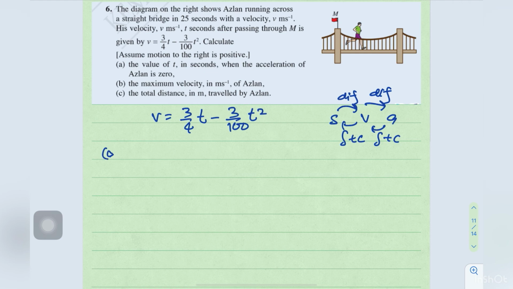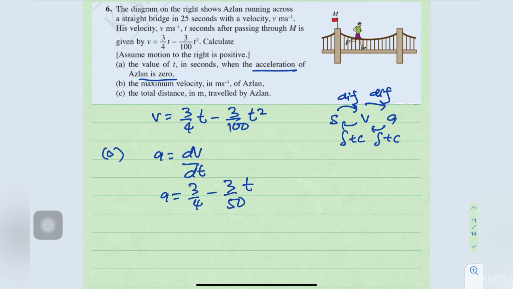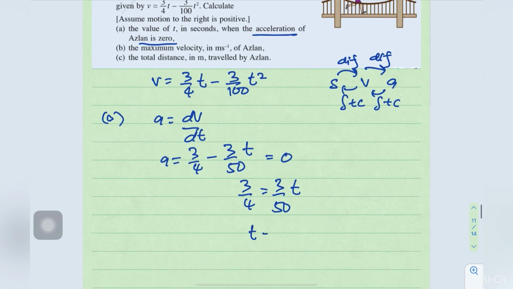Now the acceleration is 0. So a is dv/dt. We differentiate, and we get 3 over 4 minus 3 over 50 t, which equals 0. So 3 over 4 equals 3 over 50 t. Then t equals 25 over 2 seconds.